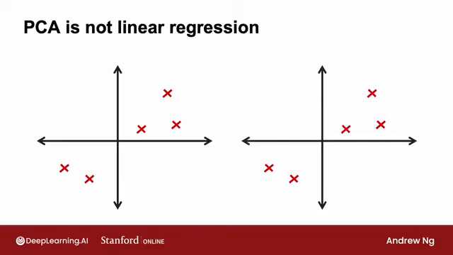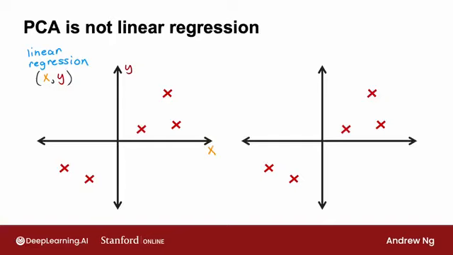Now, one question I'm often asked is, how is PCA different from linear regression? It turns out PCA is not linear regression. It's a totally different algorithm. Let me explain why. With linear regression, which is a supervised learning algorithm, you have data X and Y. So here's a data set where the horizontal axis is the feature X and the vertical axis here is the label Y.